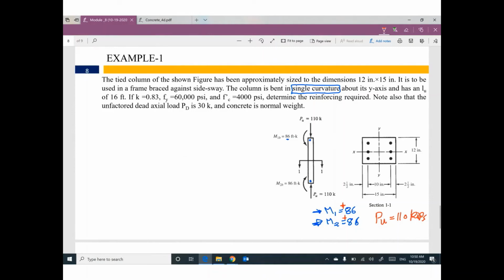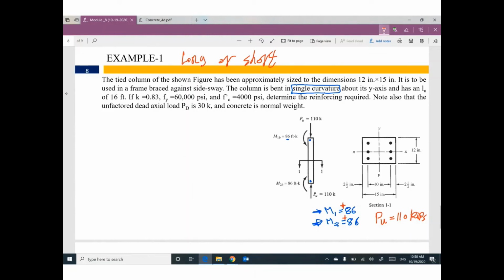My question is, do you think this column is a long column or a short column? I'm not sure. The problem didn't say this. If you go back to the problem and read it carefully, the problem said tied column. But whether it is a long column or short column, it's not given. Why? Because it's very important.